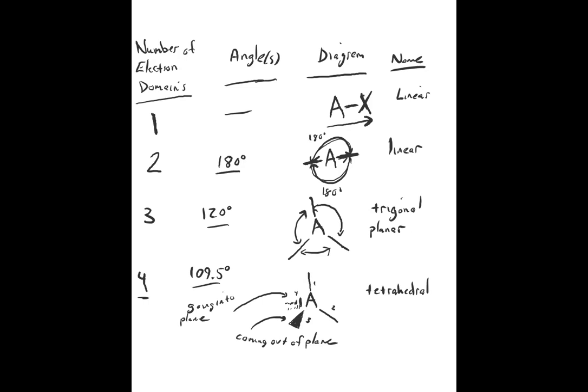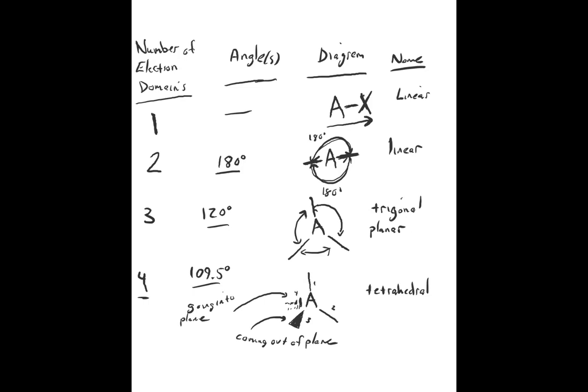Notice the angle's getting smaller. Why is it getting smaller? It's getting smaller because there's more of them. And if there are more of them, they can't be as far apart, right? If you only have two, you can be really far apart. But if you have three, now they have to be closer to each other, right? Because there's more of them to fit into space.